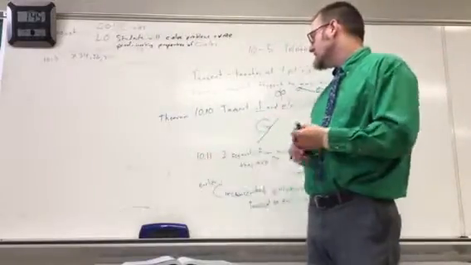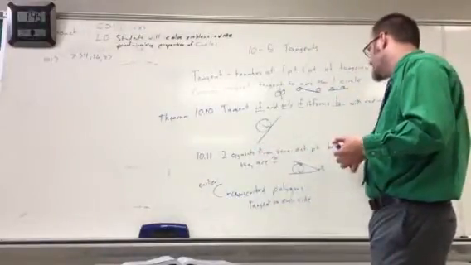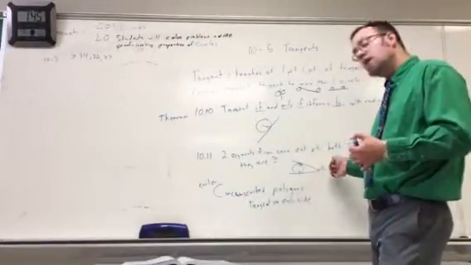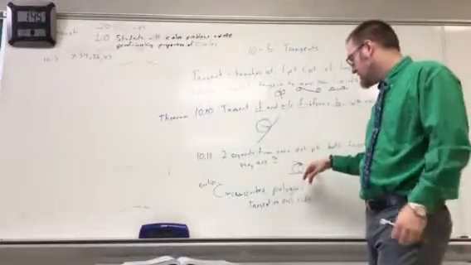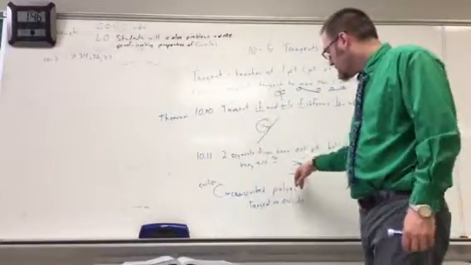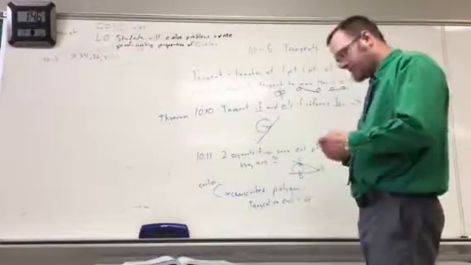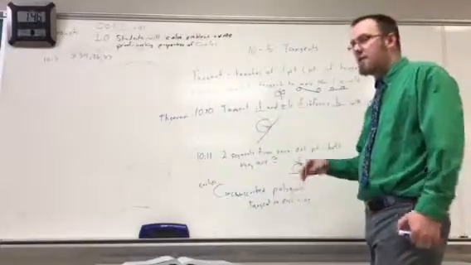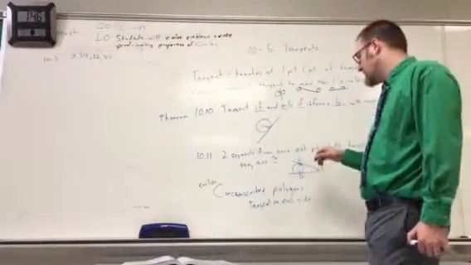On Theorem 10.11, two segments from the same exterior point, if they are both tangent, then they are congruent. So I've got my point here, point B. It could be very close, it could be a very extreme angle, or it could be very far out. It could be a very small angle here. But as long as both of these segments are coming from B to where they touch, we could call this one CB and call this one DB. So if BC and BD are both tangent, then they are also both congruent up to that point. They're coming from the same place.